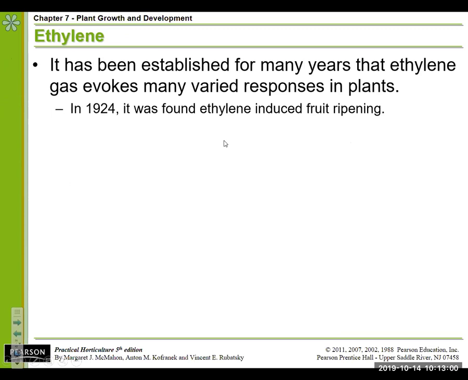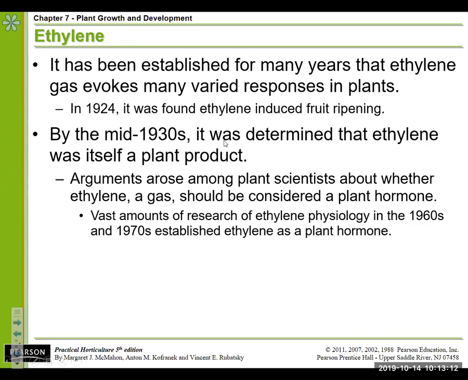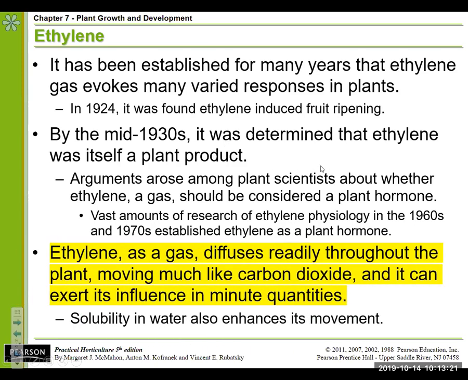So ethylene, we already started to talk about, this natural gas that is produced by plants, found as early as 1924 when they found that it induced fruit ripening. And they found in the 30s that it was a natural plant product and that it was being developed by the ripening of the plants. It naturally occurs as a gas and diffuses readily throughout the plant and outside of the plant as well, and moves in many ways very similar to carbon dioxide. And it can actually exert influence on plants in very small quantities.